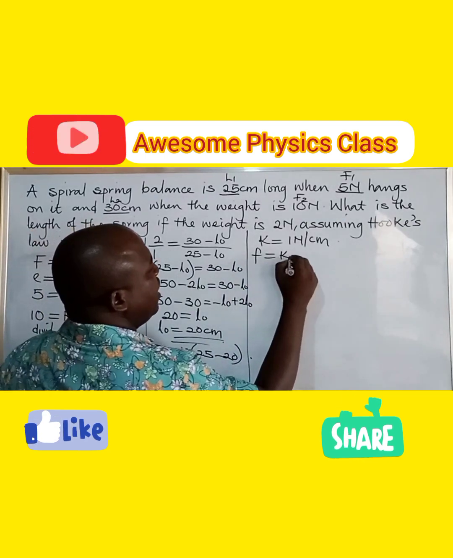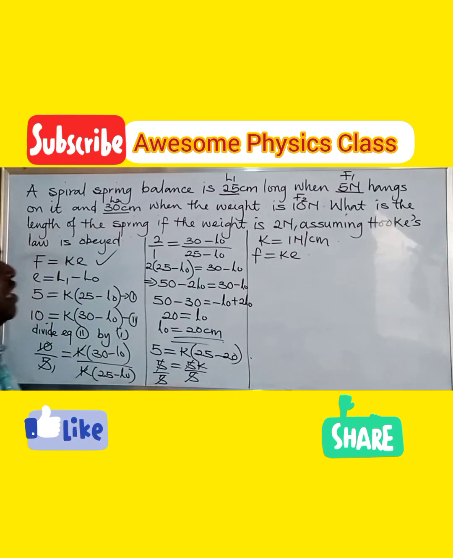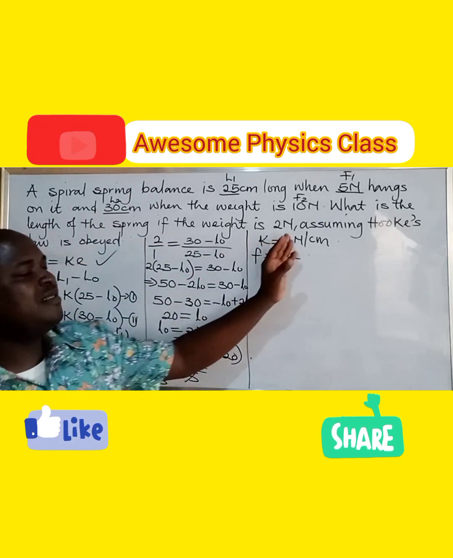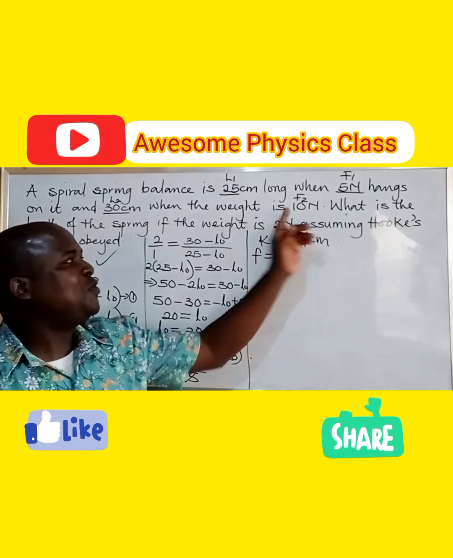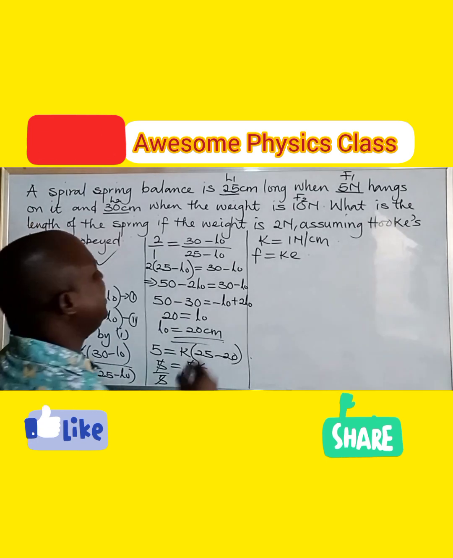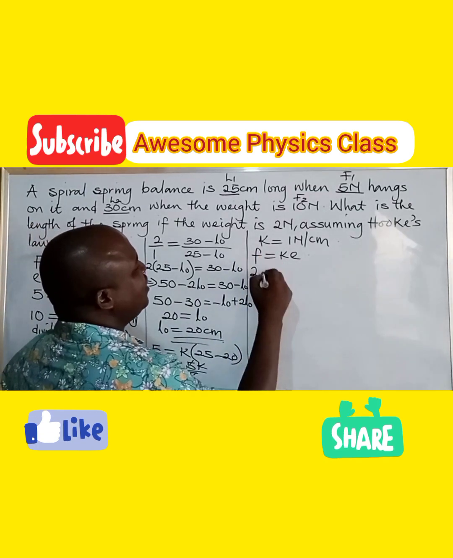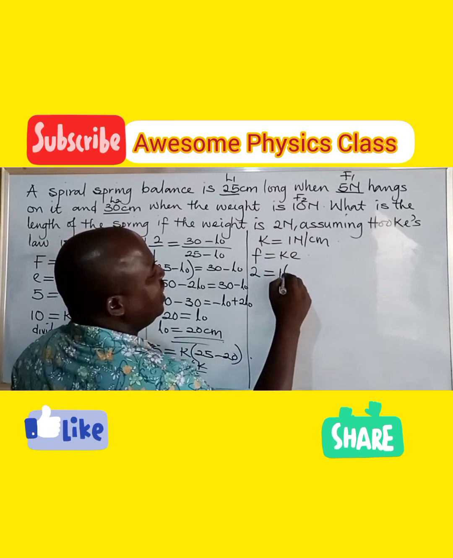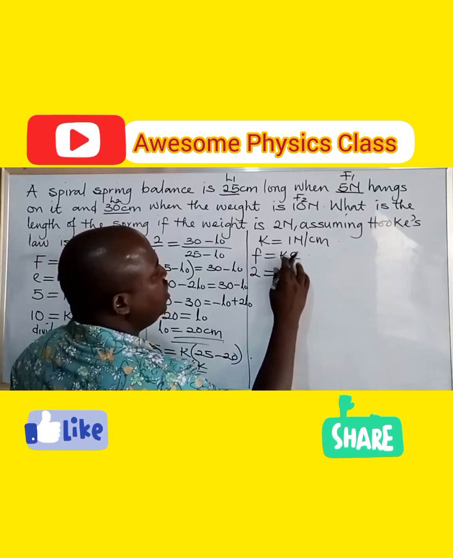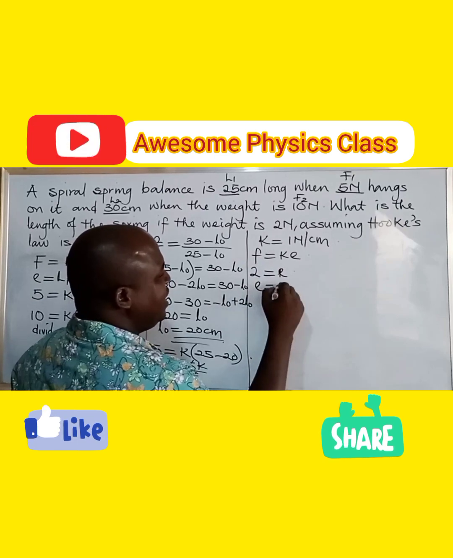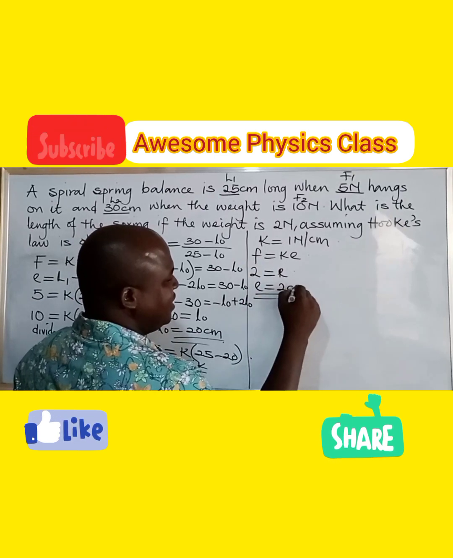Now we have gotten our K, and we can now consider from this equation we said F is equal to Ke. The question they ask us is what is the length of the spring if the weight is 2 Newton? For us to get the length of the spring, we first need to get e. They gave us weight is 2 Newton is equal to K, K is 1, into e. So we have e, that means our e is equal to 2 centimeter.